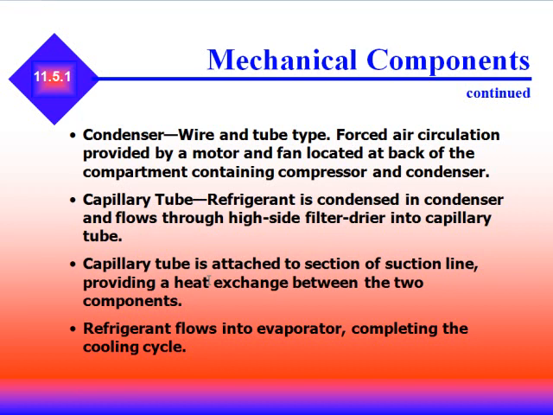The condenser is a wire and tube type, with forced air circulation provided by the motor and fan located at the back of the compartment containing the compressor and condenser. The cap tube metering device: the refrigerant is condensed in the condenser and flows through the high side filter dryer into the cap tube. This capillary tube is attached to a section of the suction line, providing heat exchange between the two components. Refrigerant flows into the evaporator, completing the cooling cycle.